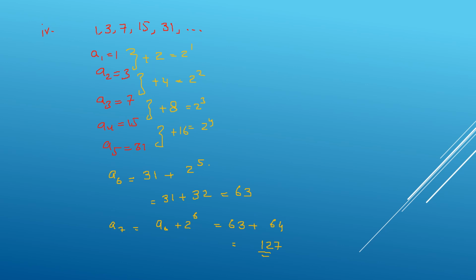Okay, now the question for a_n: what is a_n in this sequence? You can see that a_n is a_(n-1), the previous term, plus 2 raised to power what? Look here, for a_2 we are adding power 1, which is n minus 1, and for a_3 we are adding 2 raised to power 2, which is again n minus 1. So here that will be n minus 1, with a_1 equal to 1. So this is a recursive definition of this given sequence.